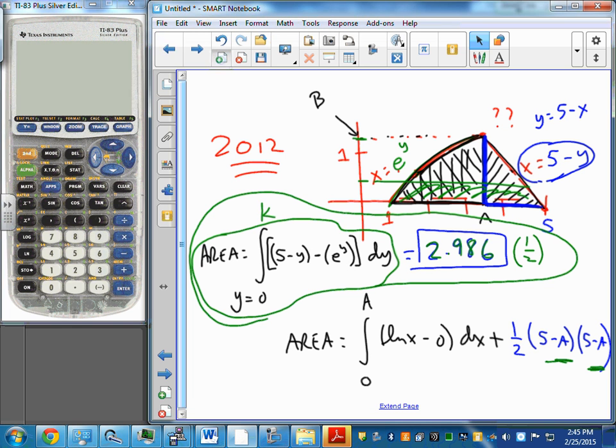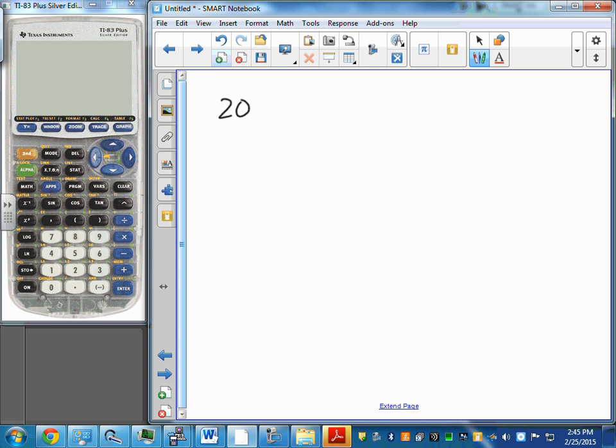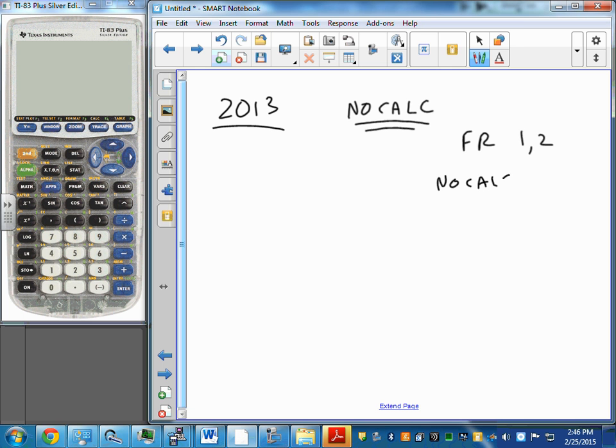Okay, 2013. We'll try to do this one a little bit more cleanly. Okay, now, big problem with 2013, no calculator. The way the test is structured, calculators are permitted for free response problems 1 and 2, but no calculator on free response problems 3, 4, 5, and 6. Okay, so, and that was a fairly recent change. I think 2011 or 12 they made that change. 2013, problem number 5, no calculator.